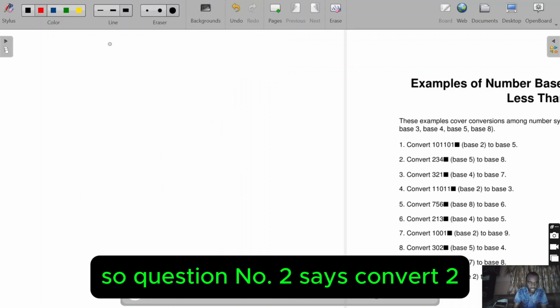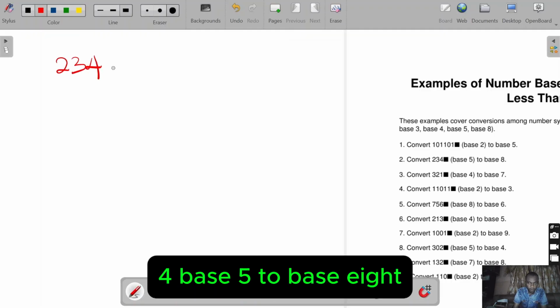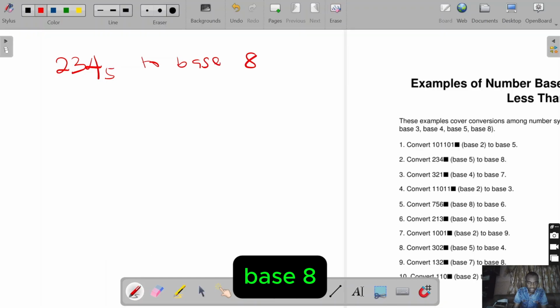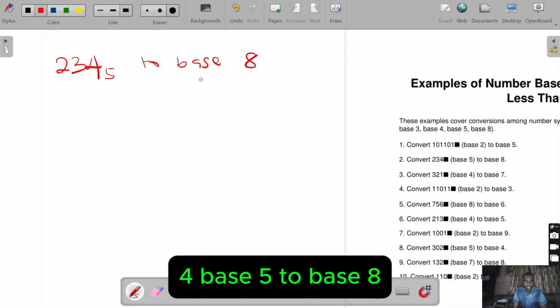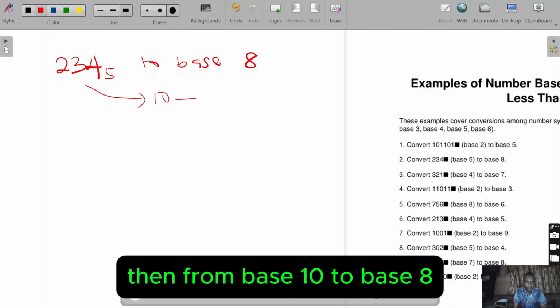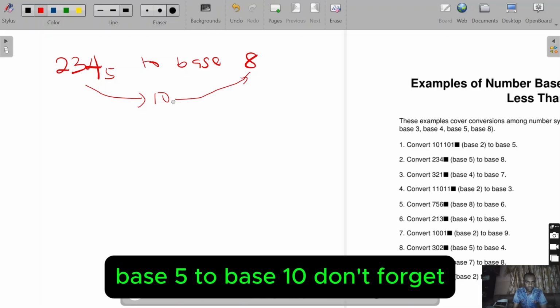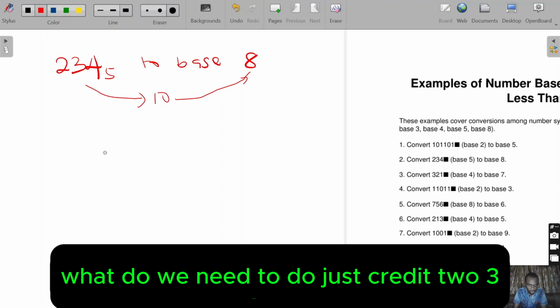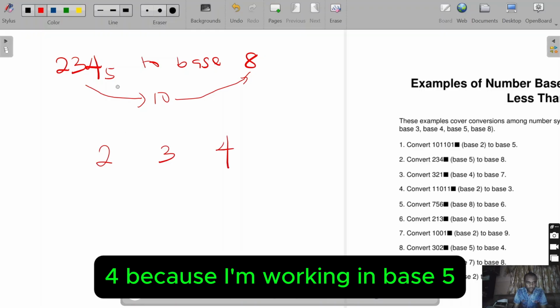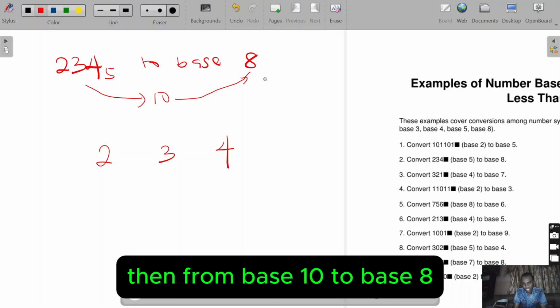Question number 2 says convert 234 base 5 to base 8. Don't forget, you convert first to base 10 as an intermediary, then from base 10 to base 8. Just the same approach. So 234 base 5 to base 10. Just spread it: 2, 3, 4. Because I'm working in base 5, I will convert to base 10 first, then from base 10 to base 8.